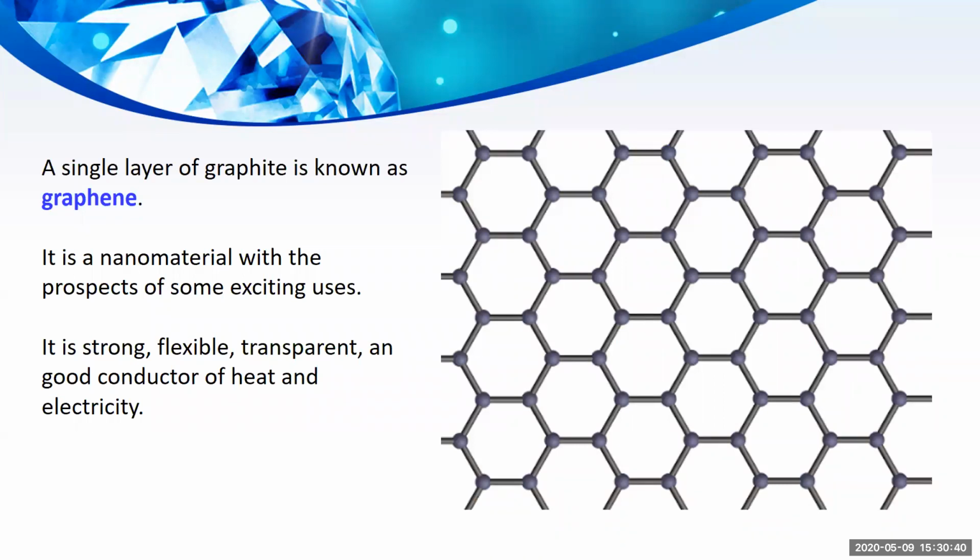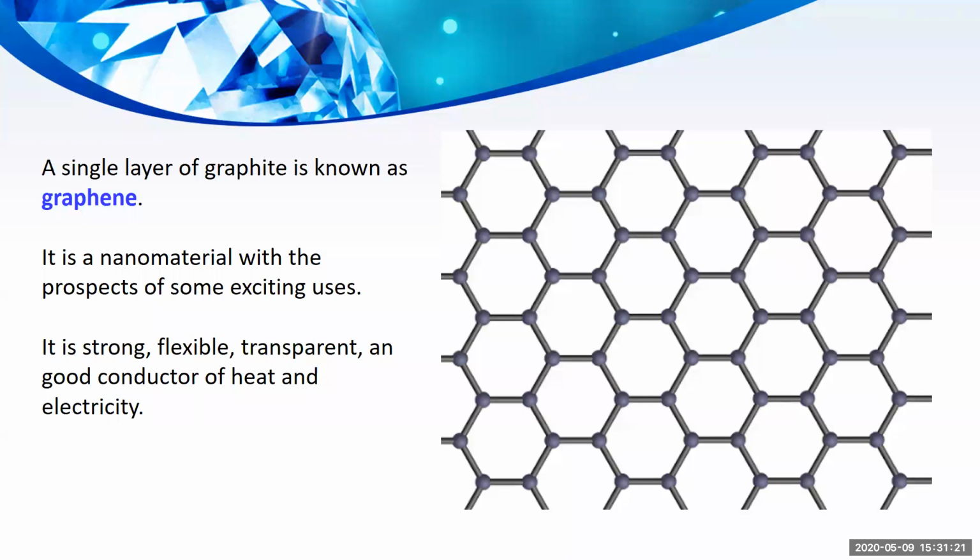Graphene. If you take a single layer of graphite, then you have a material known as graphene. And graphene is what's called a nanomaterial. And it has the prospects of some very, very exciting uses. It's strong. Why would it be strong? That's right, covalent bonds throughout the layer, very hard to break, so it's extremely strong. It's flexible, however, because it's a very, very thin material. It's on a nanoscale, 1 atom thick. So very, very flexible.